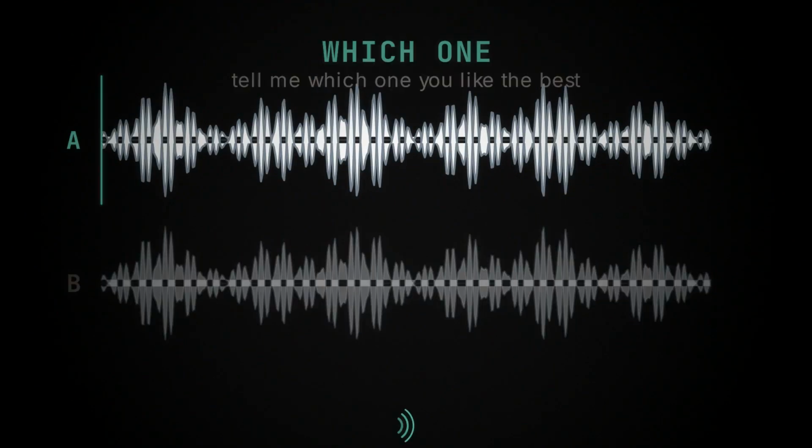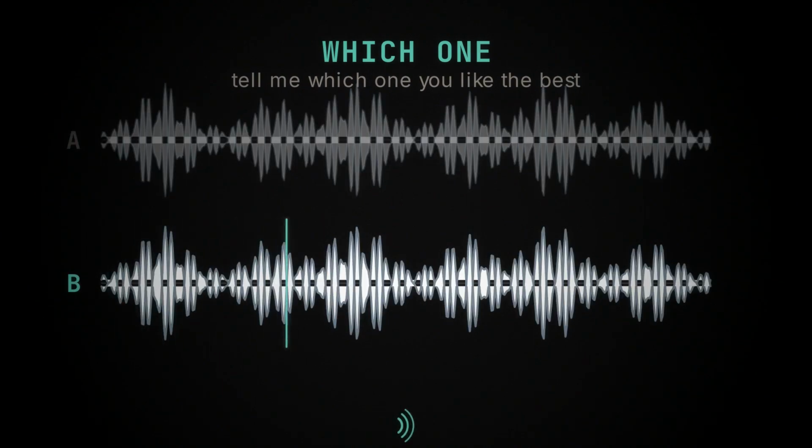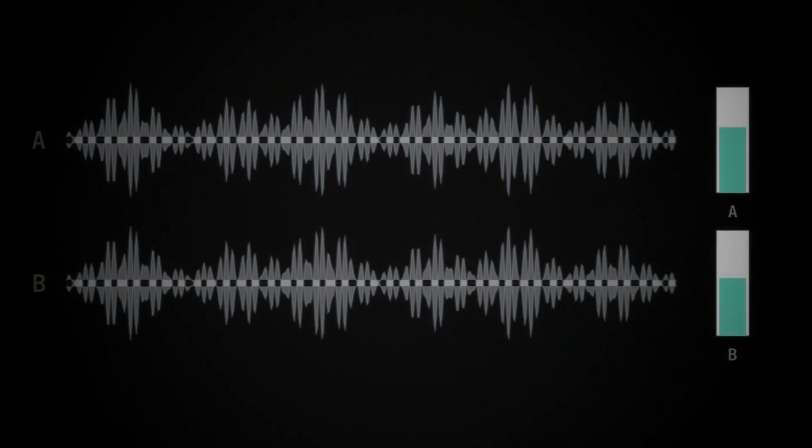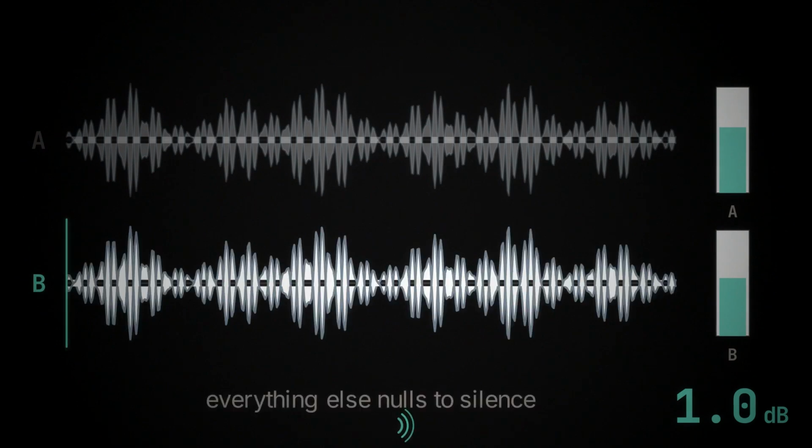So here's a comparison. Same loop twice. Tell me which one you like the best. So one of these was a decibel louder. That's the only difference between them.